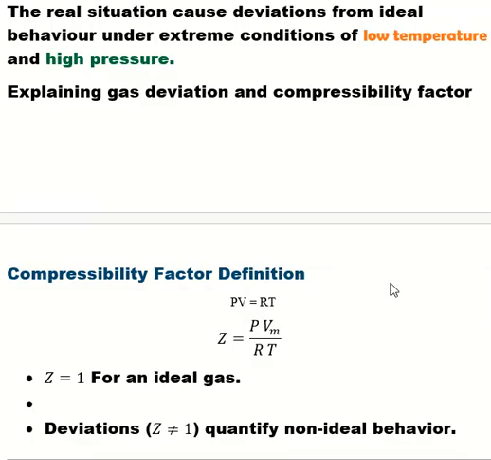Last time we discussed the deviation of real gases from ideal behavior, as well as why real gases deviate from ideal behavior. The real situation which causes the deviation from ideal behavior is under extreme conditions. What are the extreme conditions? They are low temperature and high pressure. Now we will explain this deviation with respect to compressibility factors.